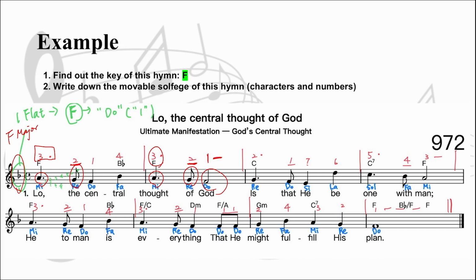Okay, so each bar will be like this. It's very easy, and we need to know how many beats are there. So it's 4, right? So we come to the next example. You will be very clear.